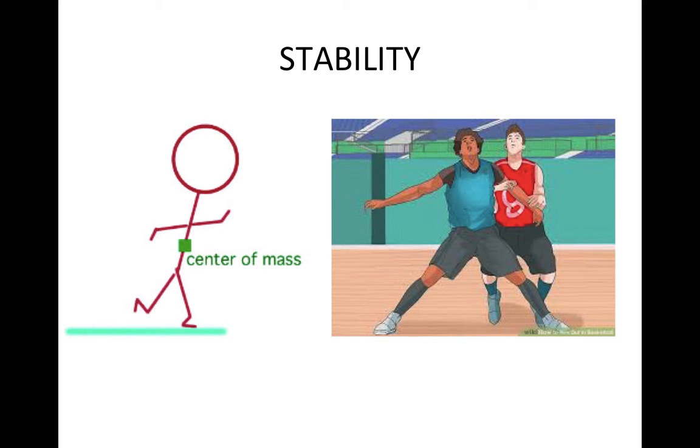Stability can be further increased by having 3 points of contact, as this increases the base of support. However, this isn't used in basketball. It is used in other sports such as a headstand in gymnastics because there are 3 points of contact, the head and 2 hands, making it more stable than a handstand where there are only 2 points of contact.